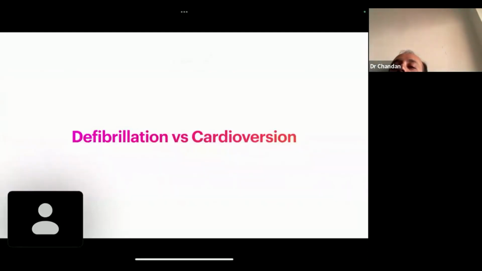So as we know about the various types of shockable and non-shockable rhythms, we'll now see what is defibrillation versus what is cardioversion.